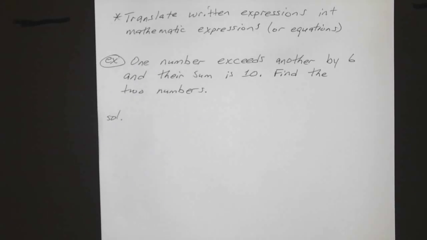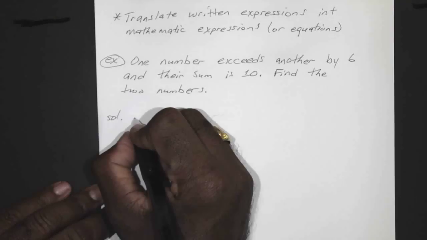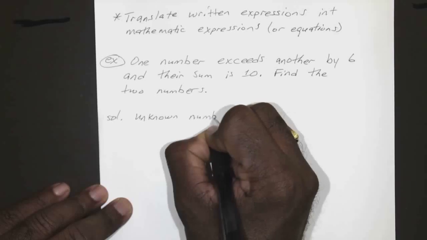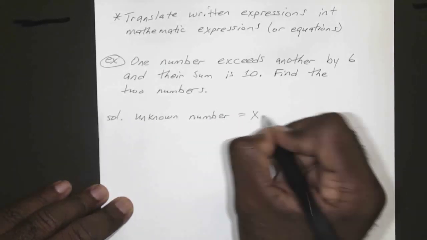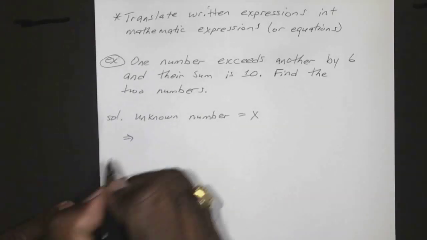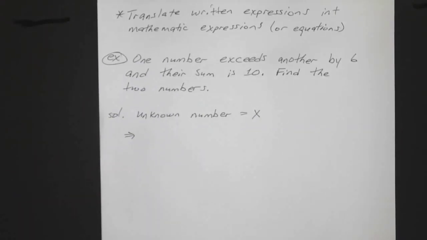Okay, so the first thing you always want to do is identify your unknown number. Your unknown number, we'll just make that x. Or you can pick y, you can pick n, doesn't matter at all. Just most people are pretty used to x, so that's usually the one that most people will pick. And we also know that the other number is x, and it's exceeded by 6, which means, just a fancy way of saying x plus 6.